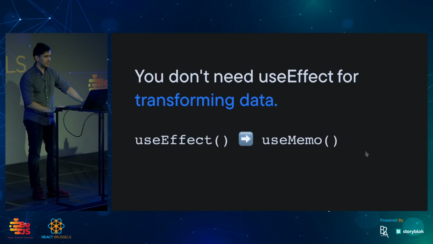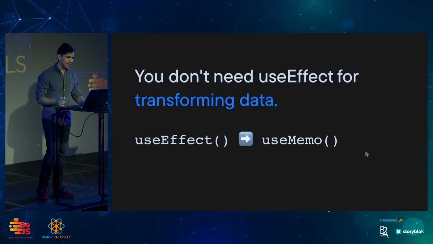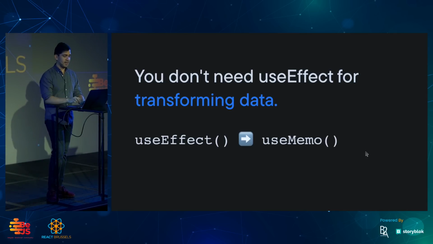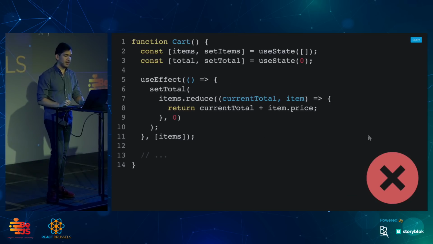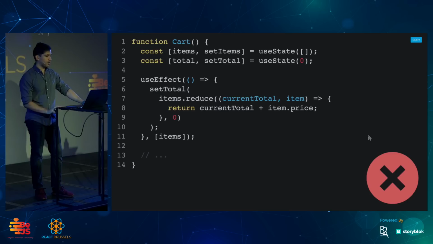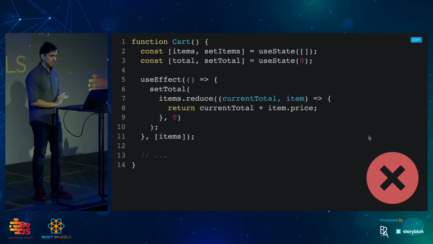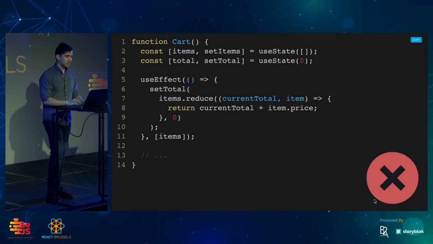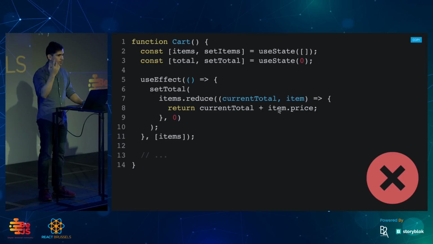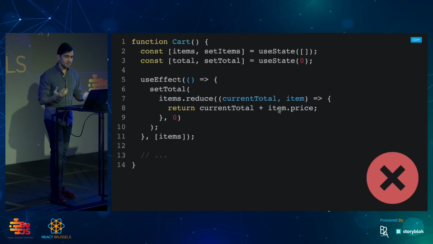First one is you don't need a useEffect for transforming data. I mentioned useMemo here. You don't even have to use useMemo. So let's take this example. We have a cart. We're keeping track of the items. We're keeping track of the total. And so whenever the items change, we have to update the total, right? Your first thought might be, okay, that's an effect. When items change, set the total to the new number of items.